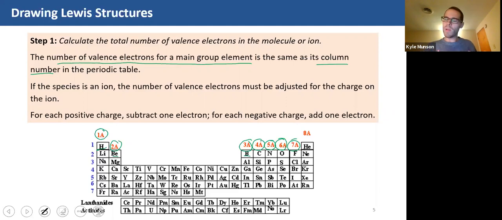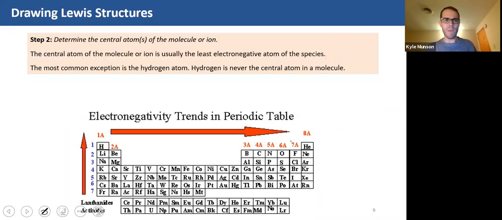If the species that we're looking at is an ion, the number of valence electrons must be adjusted for the charge of the ion. So for example, if it's a positive charge, we're going to subtract an electron. And if it's a negatively charged ion, we're going to add one electron. And we'll see examples of that together. Okay, so let's go through these steps some more. The second step, remember, was to determine the central atom. And the central atom is the atom that's the least electronegative, usually.